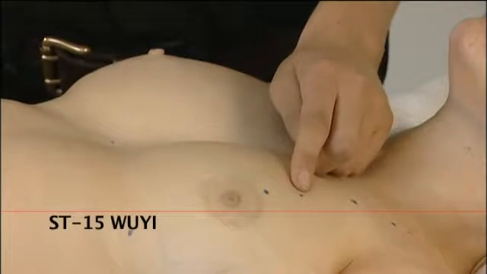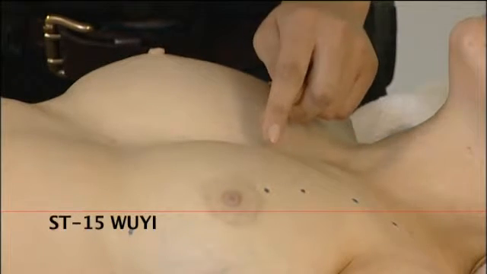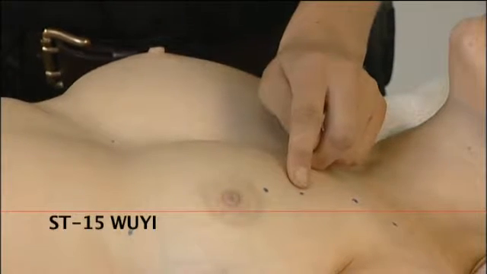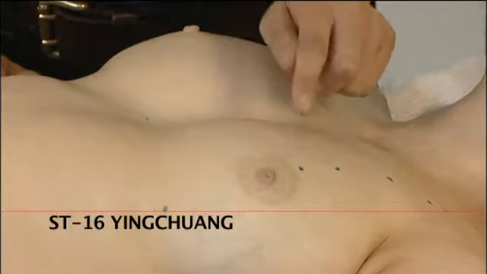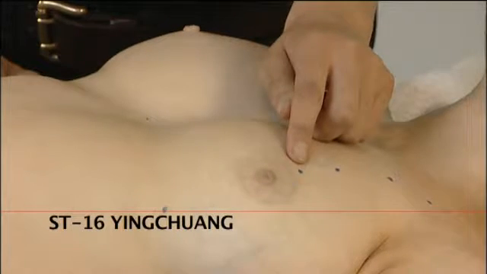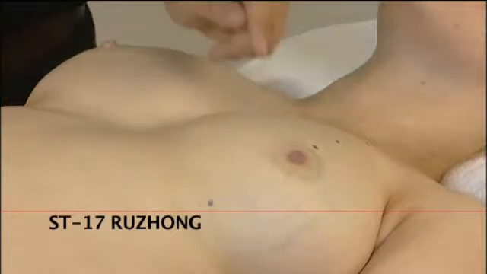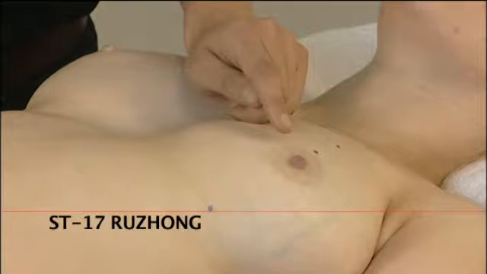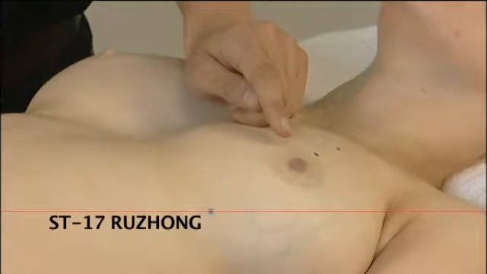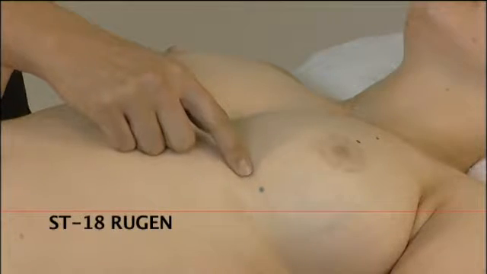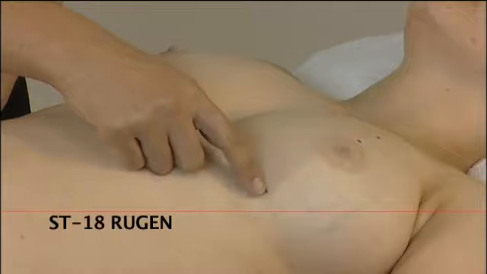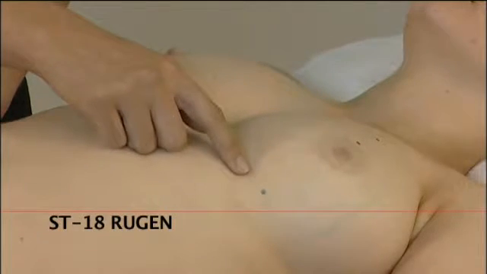Stomach 15 is in the second intercostal space, 4 cun lateral from the midline. Stomach 16 is in the third intercostal space, 4 cun lateral from the midline. Stomach 17 is in the centre of the nipple. This point is never moxed or needled. Stomach 18 is in the fifth intercostal space, 4 cun lateral from the midline, at the root of the breast.